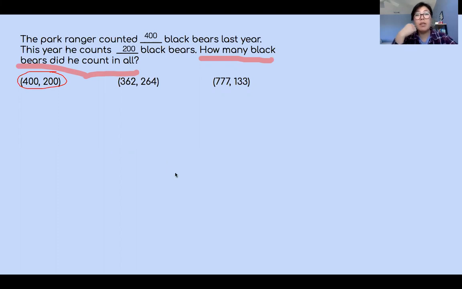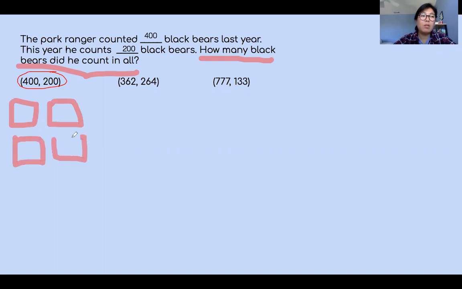So first you gotta think of a strategy and how to answer the question. And then you need to set up an equation. And then the last step is you need to write a sentence to answer the question, okay? So what I would do is I would first maybe draw 100 blocks. So I know that there are 400, so there's 100 block, 200 blocks, 300 blocks, and 400 blocks, okay?